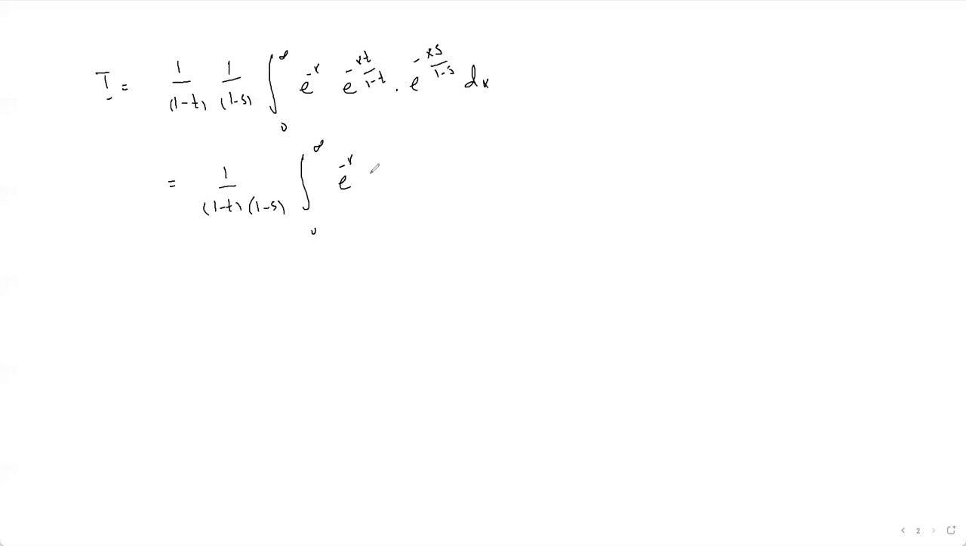So here I will be left with e to power minus x into, it will be now 1 plus, sorry, plus t divided by 1 minus t plus s divided by 1 minus s into dx. Just taking e out, because the base is the same and the powers will be added. Okay, into dx. Fine. So what I will do now, this is of the form of an exponential.